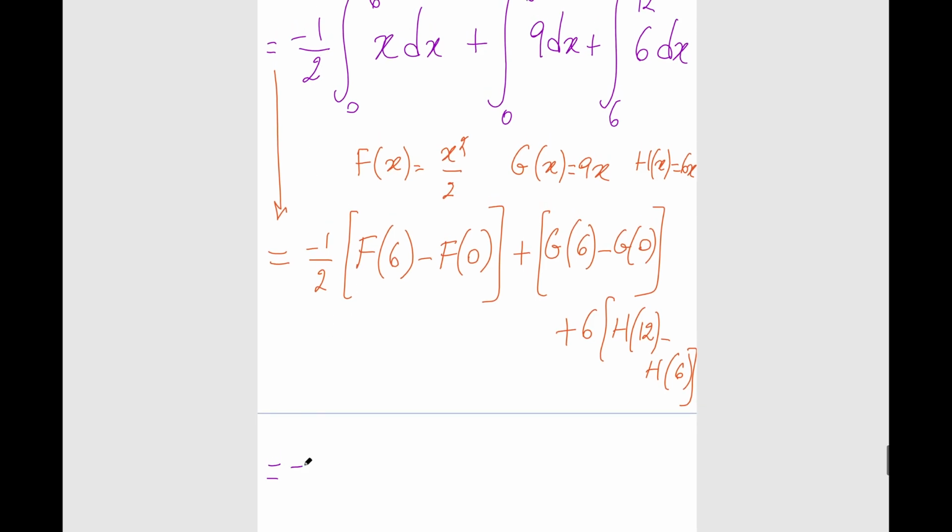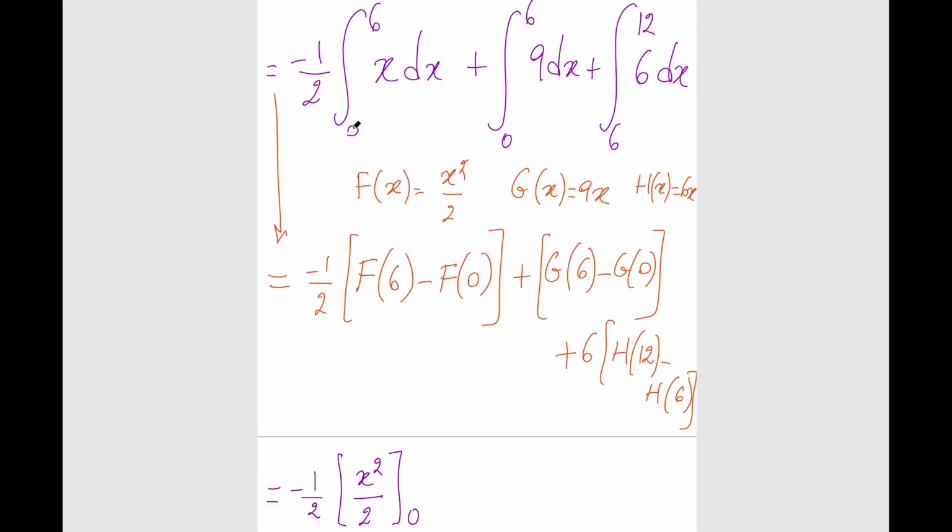The minus half is gonna be there because of this constant minus half, and that function, the antiderivative f of x, was found to be x squared over 2. This is an antiderivative, it's not v. We took the constant to be 0. So I'm gonna take it between brackets, and I'm gonna write the bounds here. What are the bounds? 0 to 6, right? And what this means is that function evaluated at 6 minus that function evaluated at 0.